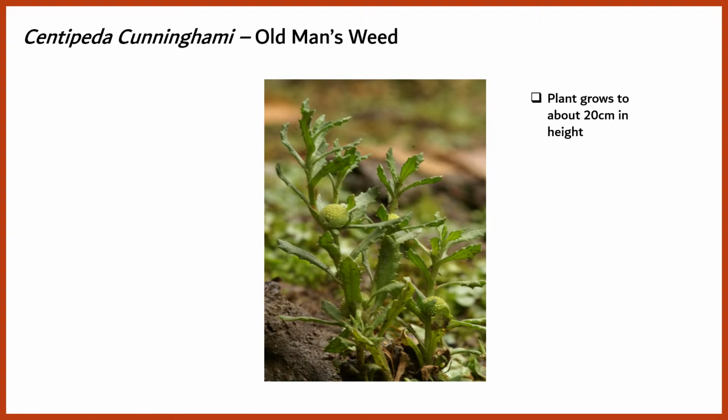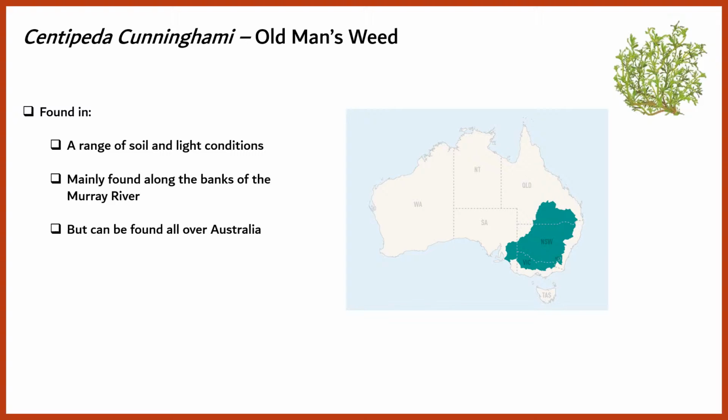Old man's weed, scientific name Centipeda cunninghamii, is a small green plant which grows to about 20 centimeters. The leaves are small and the plant grows in a range of soil and light conditions. The plant can be found along the banks of the Murray River, but it is found all across Australia.